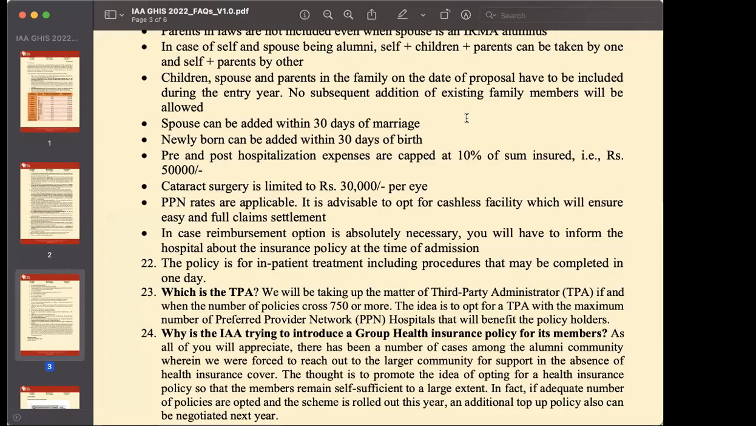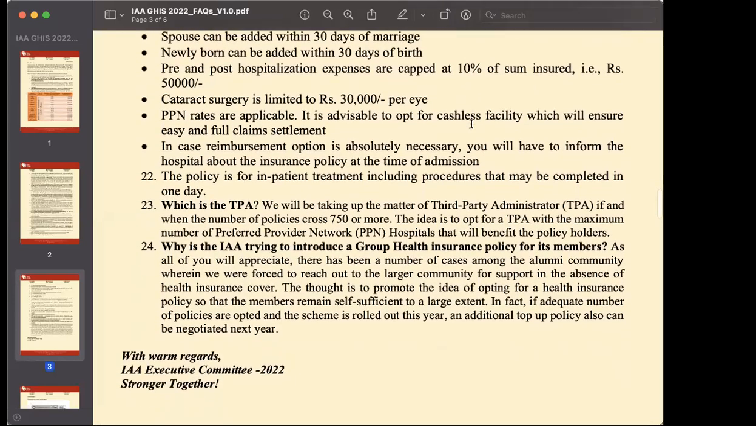If next year I feel, okay, this policy is good, it looks better than the others that I have, and I want to add my parents, that will not be allowed. We will have to add everybody now to the policy that we are taking.